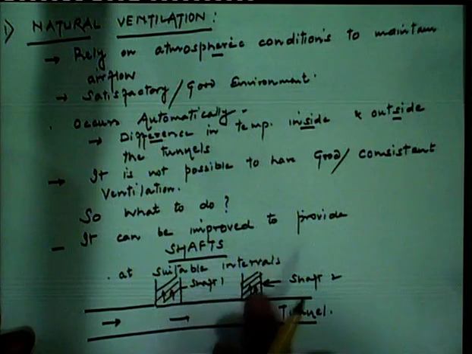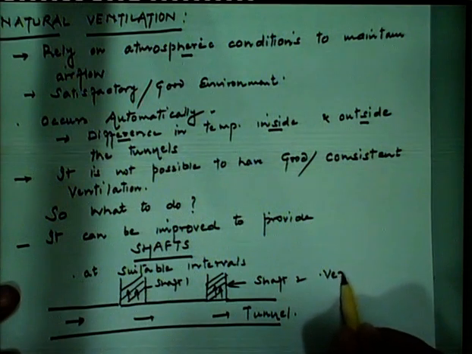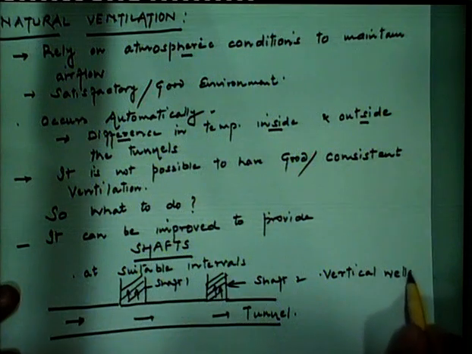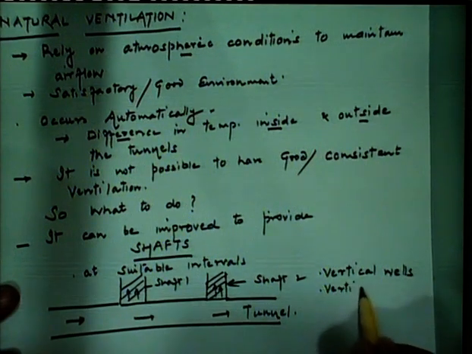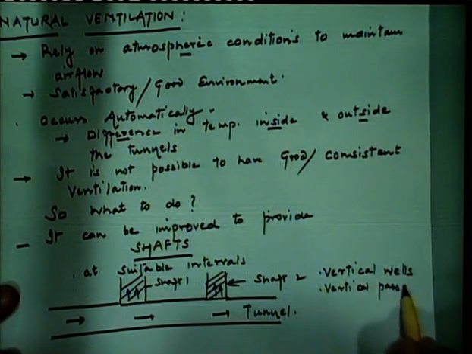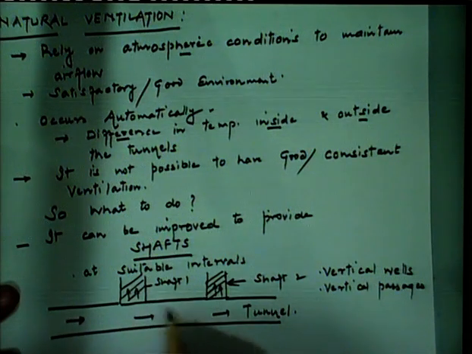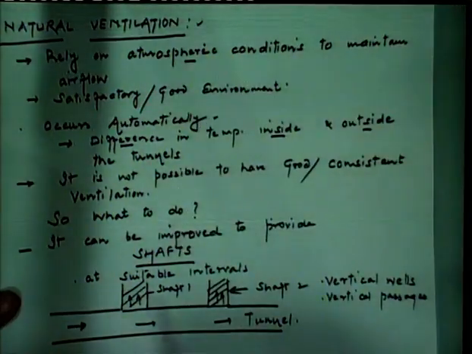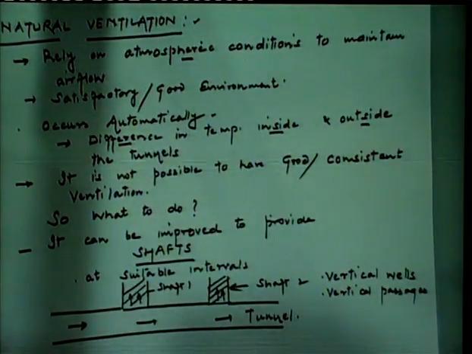So, how will you describe these shafts? These shafts are basically vertical wells, or vertical passages, which are constructed along the alignment of the tunnel, and through these shafts we can have a very good natural ventilation. These shafts are supporting this ventilation system.